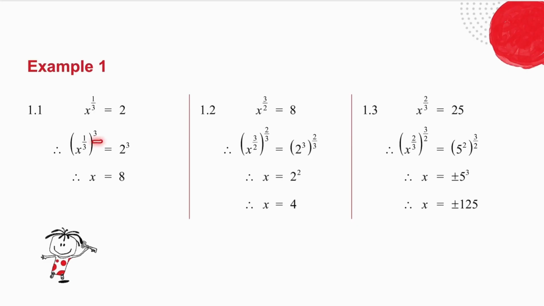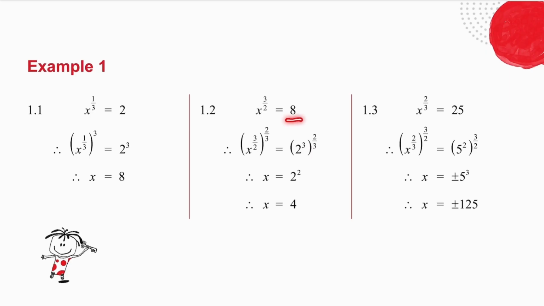What I do on one side of the equation, I have to do on the other side. So I get that x is equal to 8. In exactly the same way in 1.2, I've got x to the power 3 over 2. How do I get that to be x to the 1? I raise it to the power 2/3, because 3 over 2 times 2 over 3 is 1. And what I do to one side, I must do to the other side.